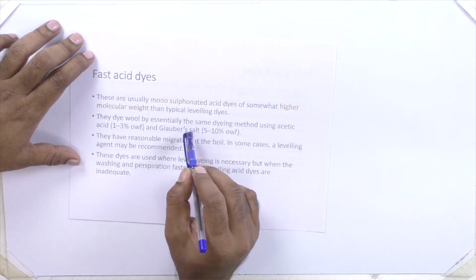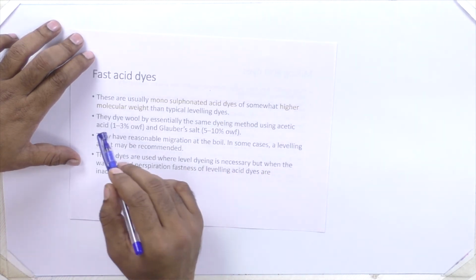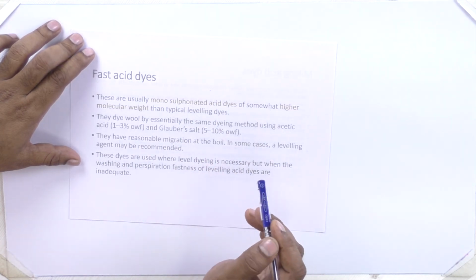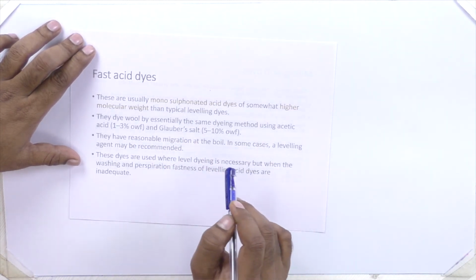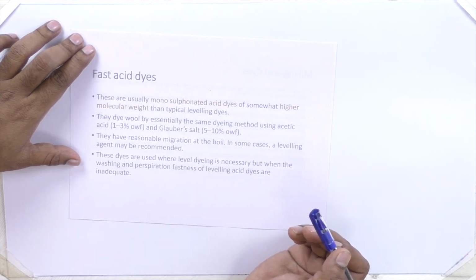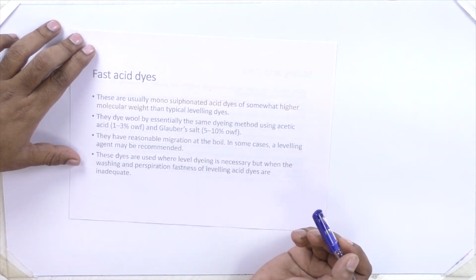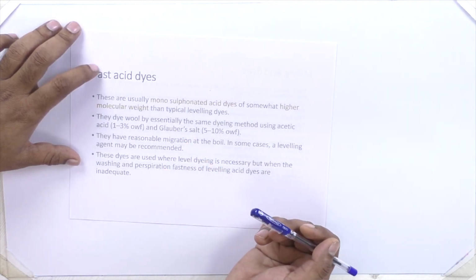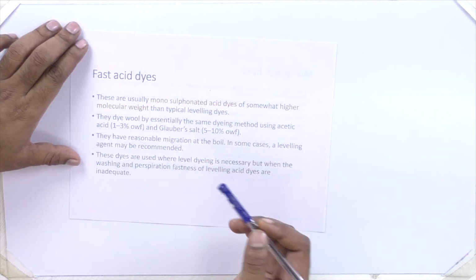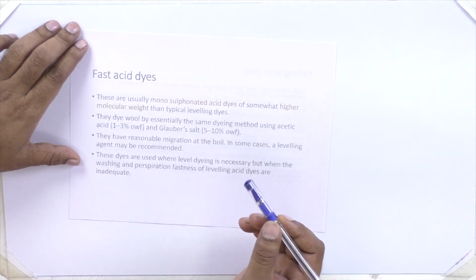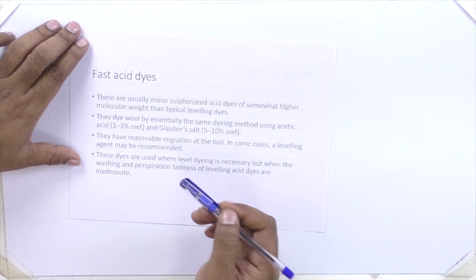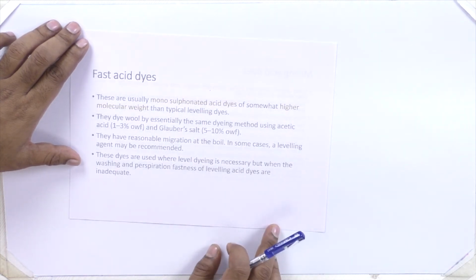So for wool, essentially the same dyeing method is used, using acetic acid with Glauber salt 5 to 10%. These dyes have reasonable migration property at boil, and in some cases a leveling agent may be recommended, to increase the leveling of the fast acid dyes. And these dyes have moderate leveling properties and moderate fastness properties, fastness to washing and perspiration.